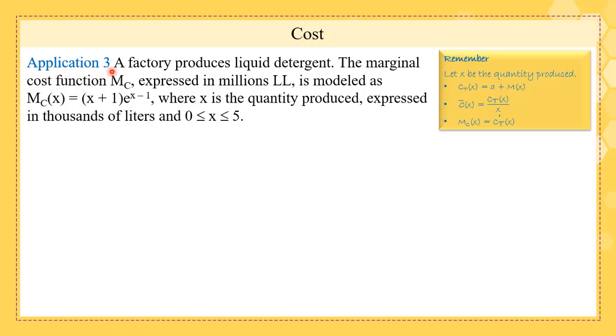Now, let us try to solve application 3. A factory produces liquid detergent. The marginal cost function MC, expressed in millions lira Lebanese, is modeled as MC of x equals (x plus 1) e power x minus 1, where x is the quantity produced, expressed in thousands of liters, and x is between 0 and 5. Remark: the unit of x is 1000 liters, and the unit of MC of x, Ct of x, and C bar of x is 1 million lira Lebanese.